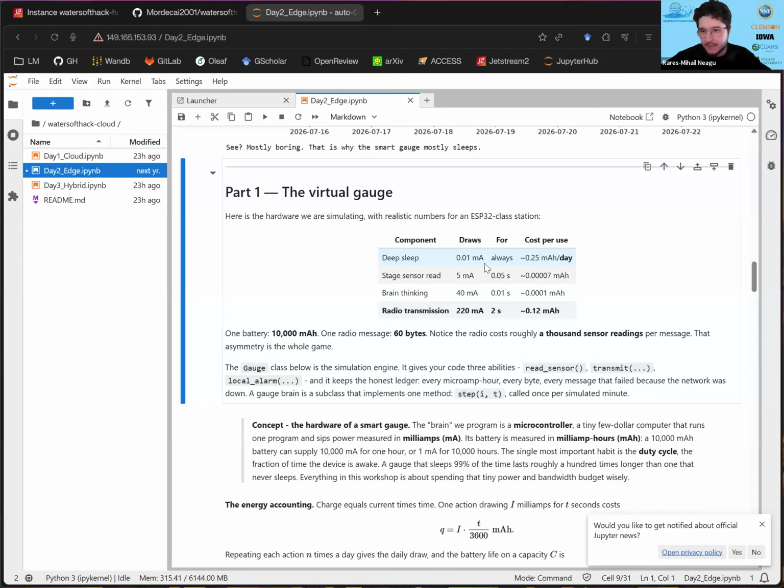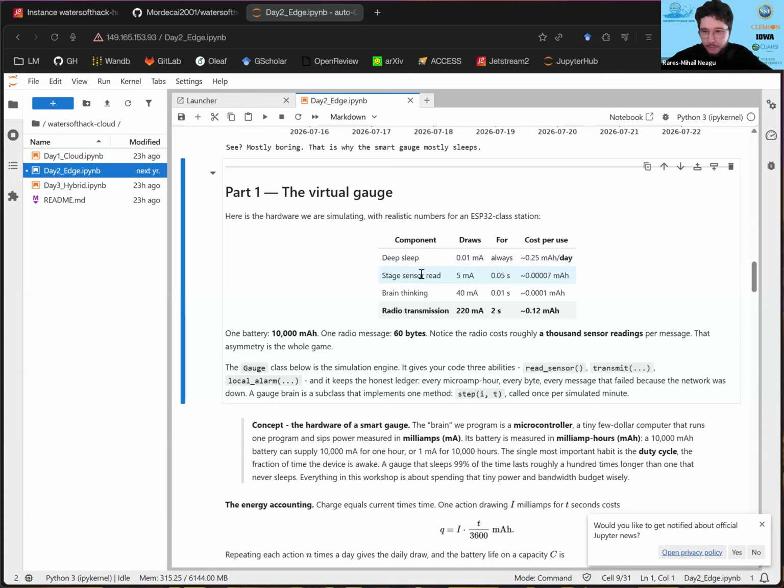So usually, batteries, I mean, you are most probably familiar. You've probably taken physics classes or maybe some engineering classes as well. I'm not sure. You can let me know in the Q&A. But battery charges are usually measured in milliampere hours, which is basically a unit of charge. So if it draws 0.01 milliamperes in deep sleep, per day we're going to have 0.25 milliampere hours, which is nothing.